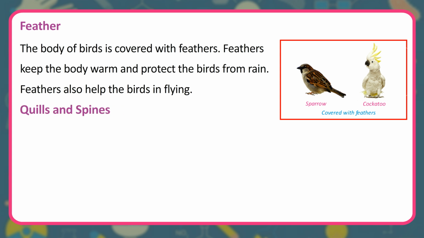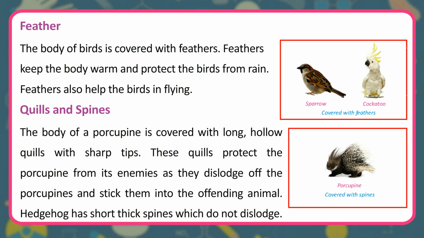Cockatoo. Quills and spines. The body of a porcupine is covered with long, hollow quills with sharp tips. These quills protect the porcupine from its enemies as they dislodge off the porcupine and stick into the offending animal. Hedgehog has short thick spines which do not dislodge. Porcupine.